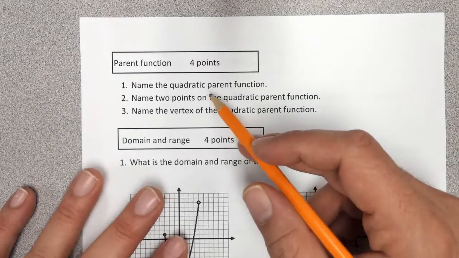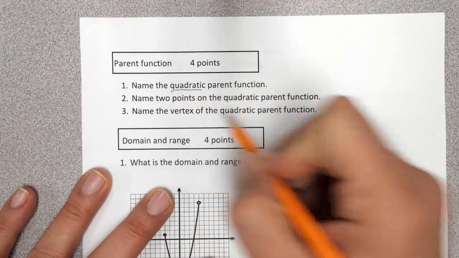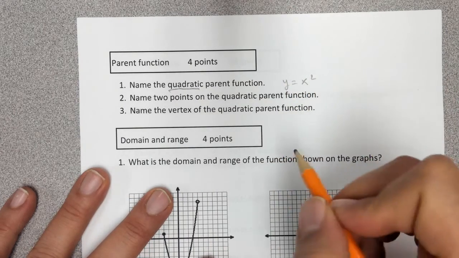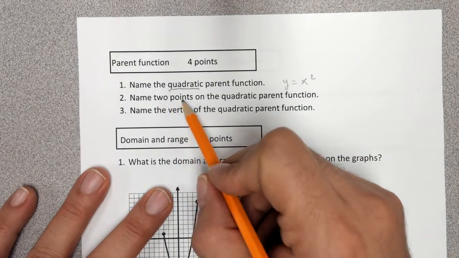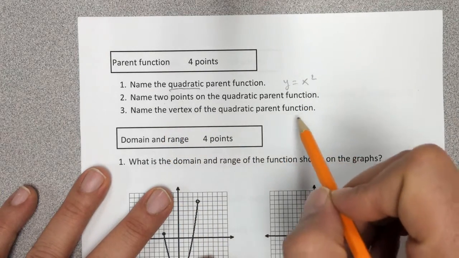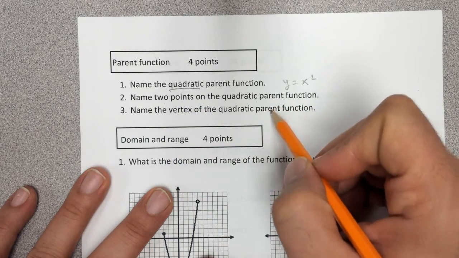Those are going to be only 4 points. What they want you to do is name the quadratic parent function. That's easy. That's y equals x squared. We just talked about that. Then they ask you for 2 points on the quadratic parent function. Then they ask you to name the vertex of the quadratic parent function. I don't have to memorize these. I mean, I could, but I don't have to.